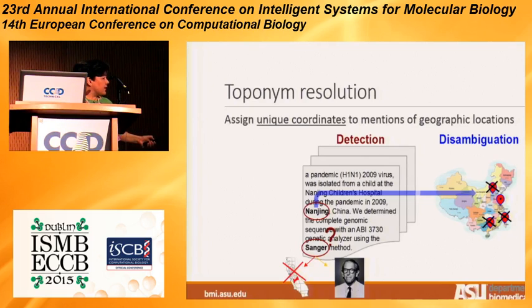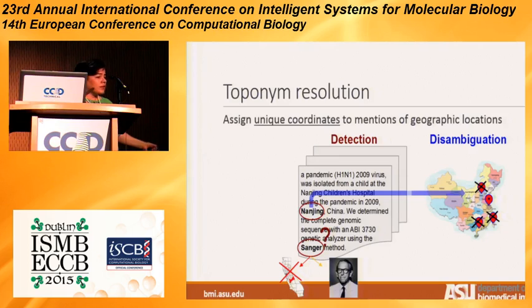Detection is basically finding it in text, okay? So simply matching that this Nanjing and this may be both mentions of locations, or if they go together or not, they don't always go together. Then Sanger, over here.